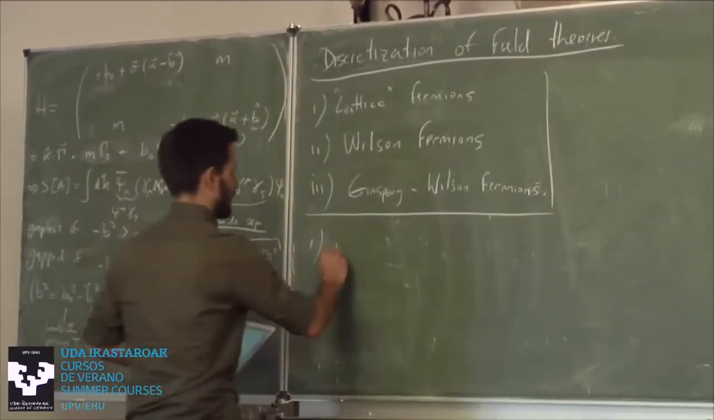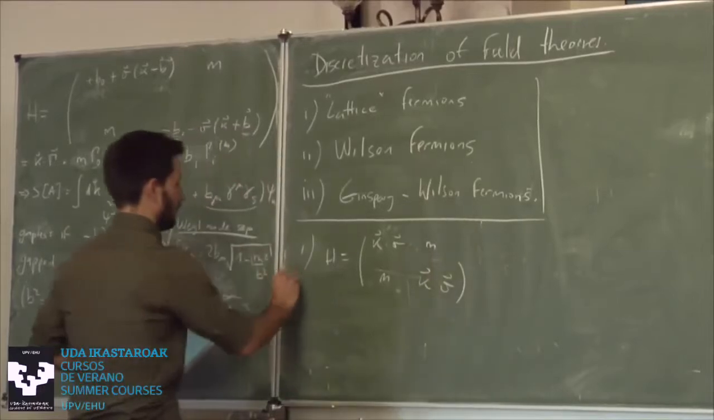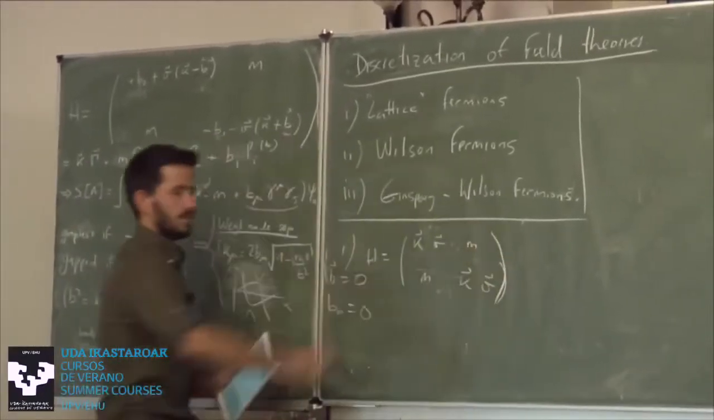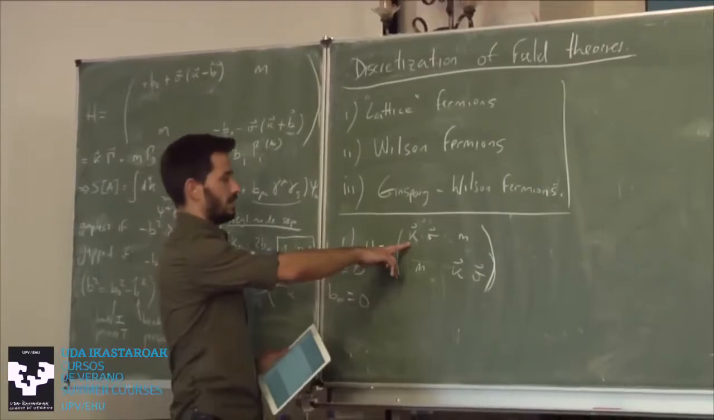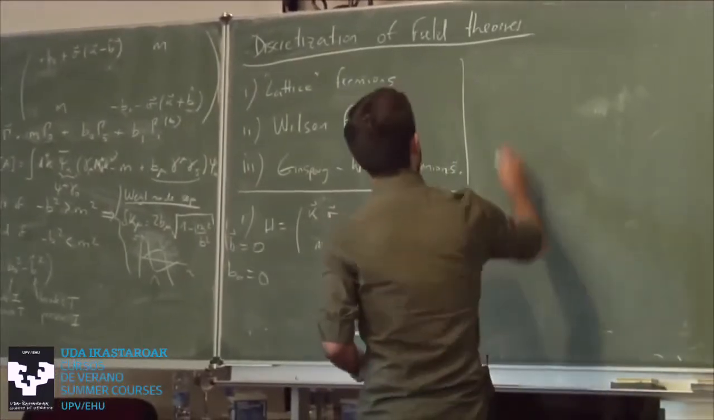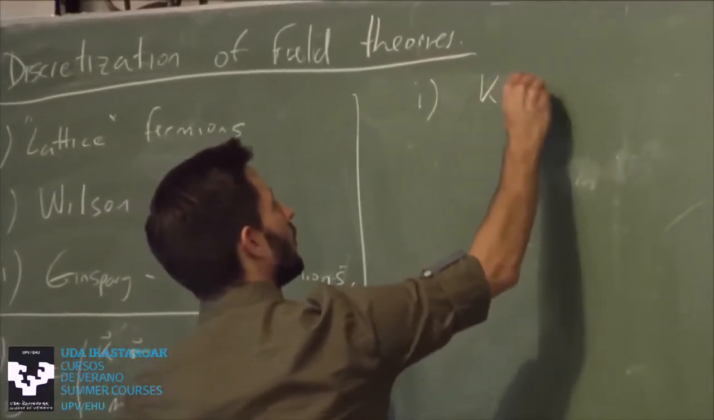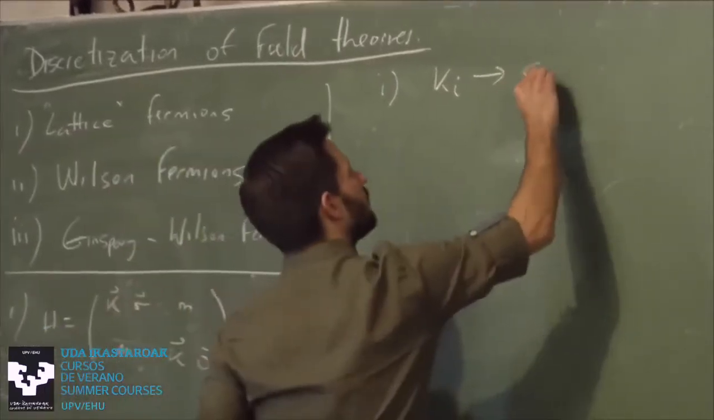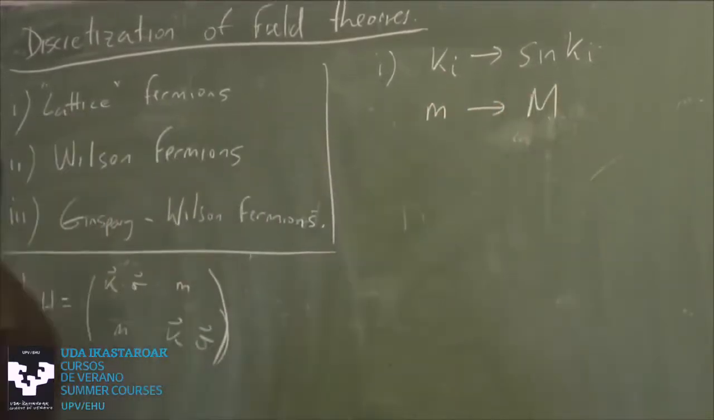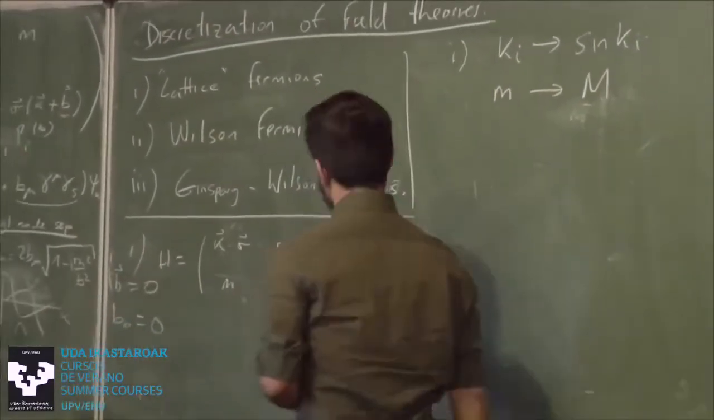So for this part, I'm just going to set all b's to zero. So the spatial part and the temporal part just to zero. And so I'm going to use the Dirac Hamiltonian. Now, if you have a linear dispersion and you want this to happen at low energies, the easiest map you can define is to take your ith component of momentum and change it for a sine. And the mass, let's say we don't think this is gonna cause any problem, so we just call it big M just to change its name, but it's really the same object.